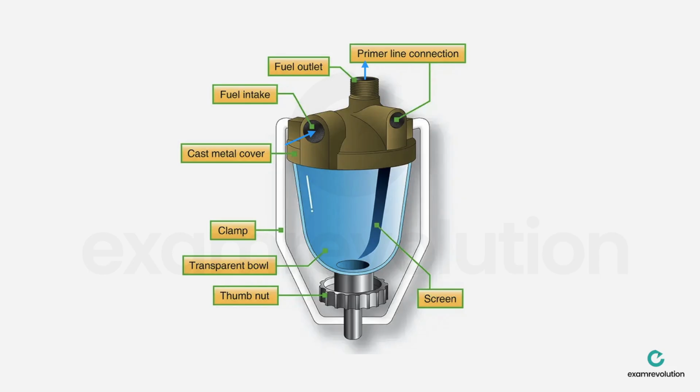In the top you can see a fuel intake, so where the fuel comes in, then it goes through a filter or a screen that removes the impurities like the water or any solid particles, and then you've got a fuel outlet. Right at the bottom of the gasculator is somewhere that you can drain away the contaminants. So you can check if there is any water or sediment in the gasculator by just using your fuel tester once again.